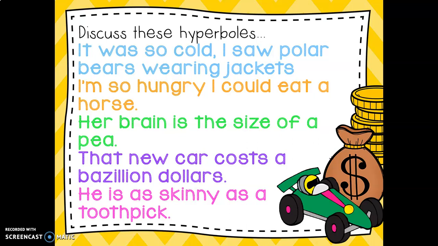Remember, a hyperbole is something that is so exaggerated. So if they're saying it was so cold I saw a polar bear wearing jackets, then we know they're probably saying it's really, really, really, really, really cold because polar bears like the cold. So if they're cold, we know it's gotten really freezing outside. Or that new car costs a bazillion dollars. We know that bazillion isn't an amount of money we talk about. People usually say it when they're trying to make a point that it's a lot of money.